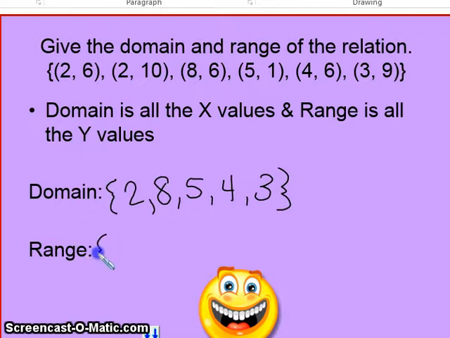The range is a list of all the possible y values. In this relation, or set of ordered pairs right here, we just list the y values. So we've got 6 as one of our y values, 10 as another. There we've got another 6, but we don't have to repeat it. We've got 1. There's another 6. Again, we don't have to repeat it. And also 9. So the range is 6, 10, 1, and 9. Or if you wanted to write them in order, 1, 6, 9, and 10.